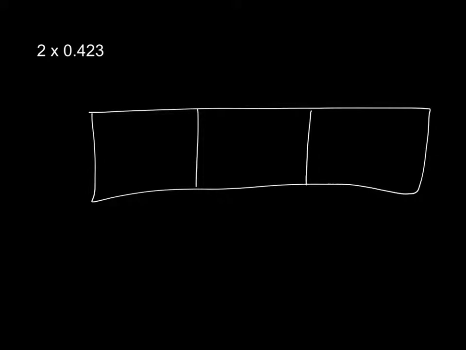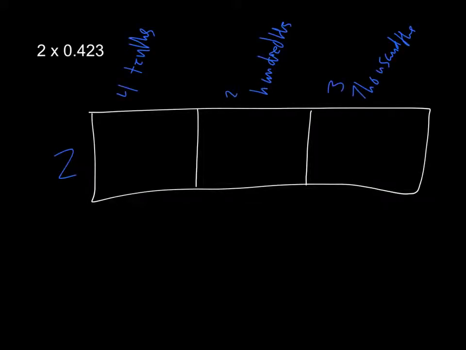First thing you need to do is draw a large rectangle. And then you're going to break it into 3 sections. And what those sections represent are each of the place values for the number you're multiplying it by. So then I'm going to label it. Okay. What I did here is I put my 2 on the side so that I know I'm multiplying each of the numbers by 2. And then I have 4/10 in this section, 2/100 in this section, and 3/1000 in this section.